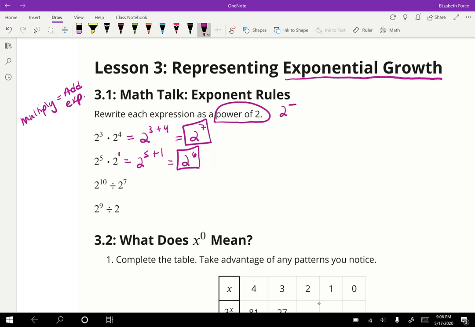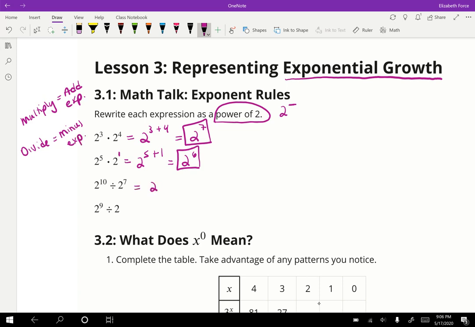Now, when we go to the third and the fourth one, we've got a division symbol going on. So you can kind of think of it as the fact that division is the opposite of multiplication. So you're going to do the opposite with the exponents. So multiply, we added the exponents. So when we divide, we're going to subtract, or we're going to minus the exponents.